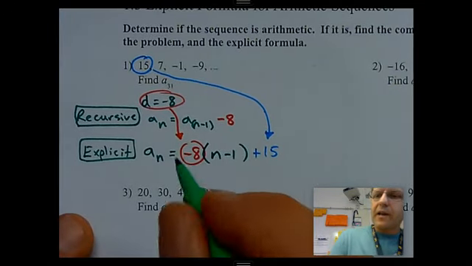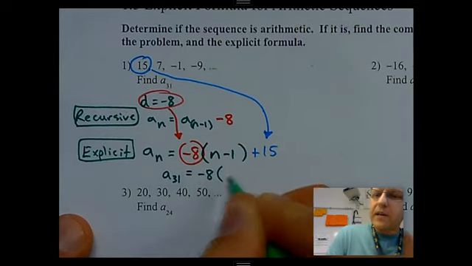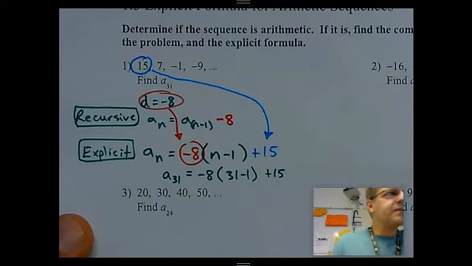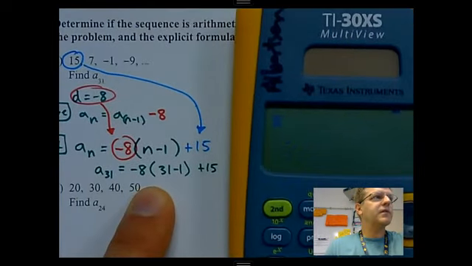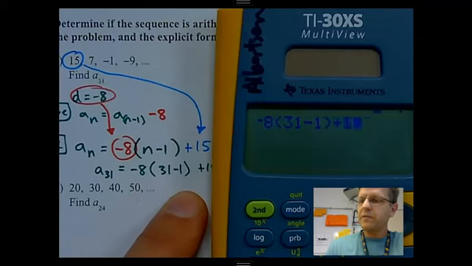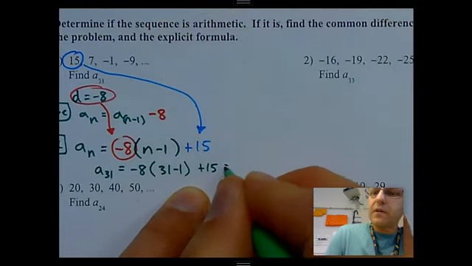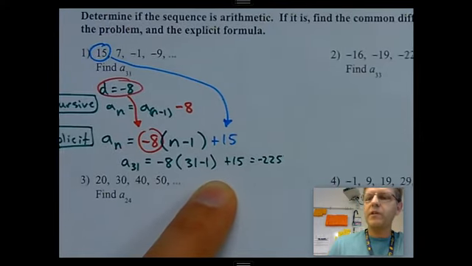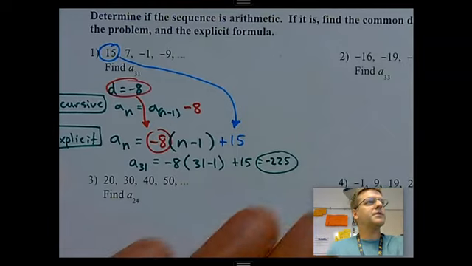So let's do that. A sub 31 is equal to negative 8 times 31 minus 1 plus 15. And I'm going to use a calculator for that, right? So here we go. Negative 8 times 31 minus 1 plus 15. And we find out that term 31 is negative 225. Okay, so we can find any term we want using this nifty formula. Cool. Let's do a little more practice.